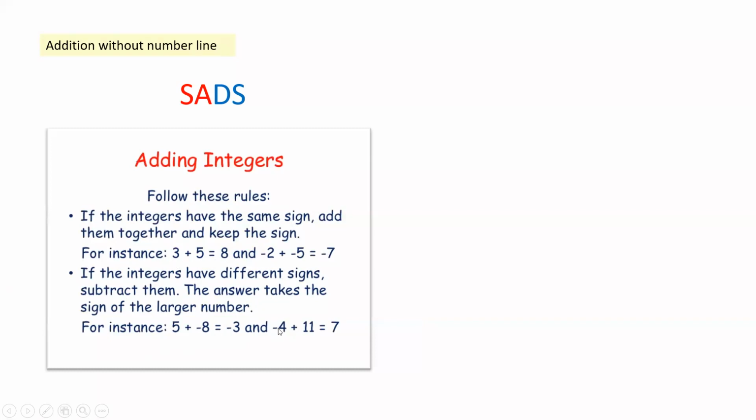And here, minus 4 plus 11 is equal to 7. That is 11 minus 4 is equal to 7. Since 11 is a positive number and 11 is larger than 4, I will keep my answer as a positive number. So kindly pause the video here and go through this. It is a very important thing when you have to study addition without number line. So here are a few more examples for you to take a look at.